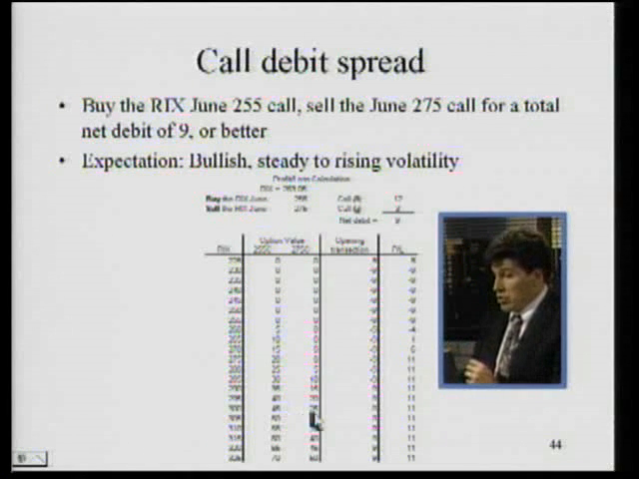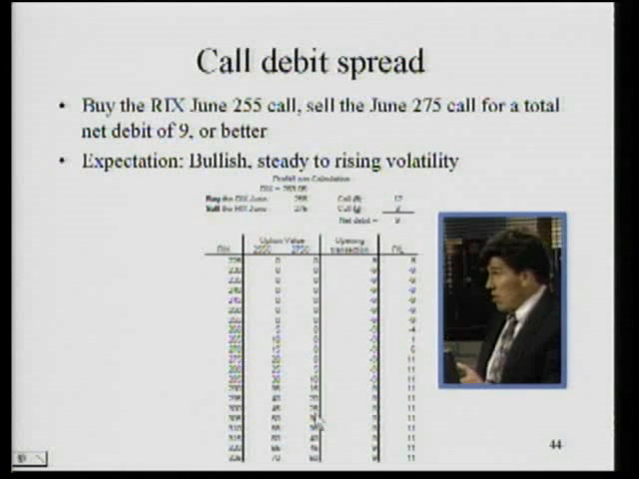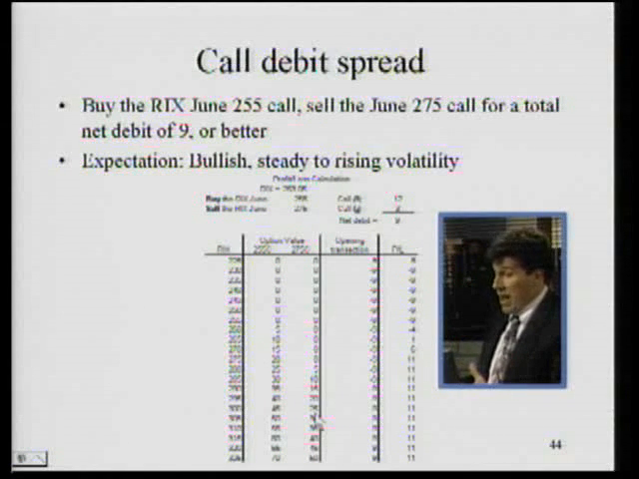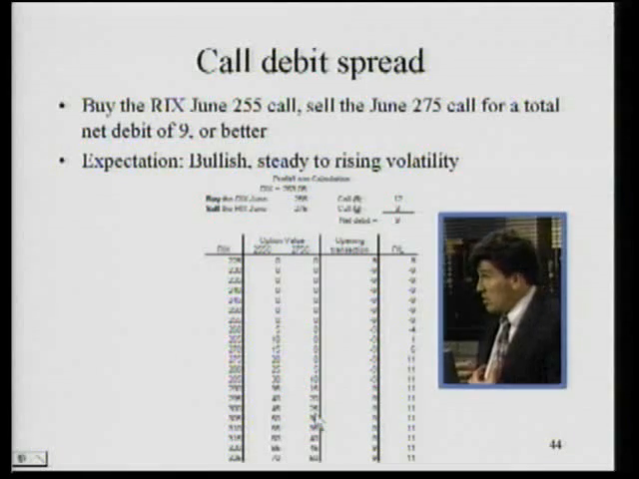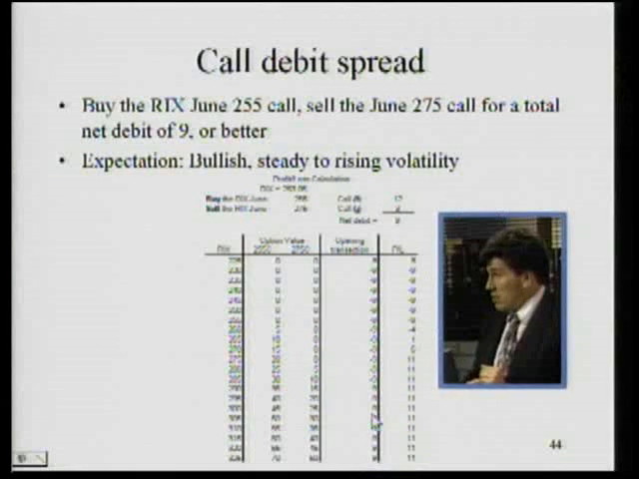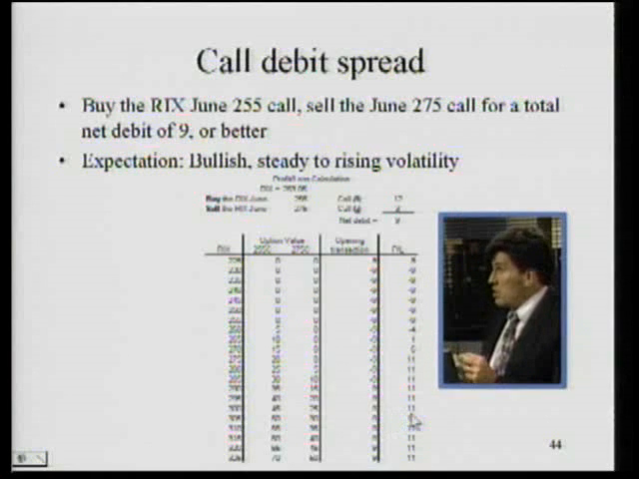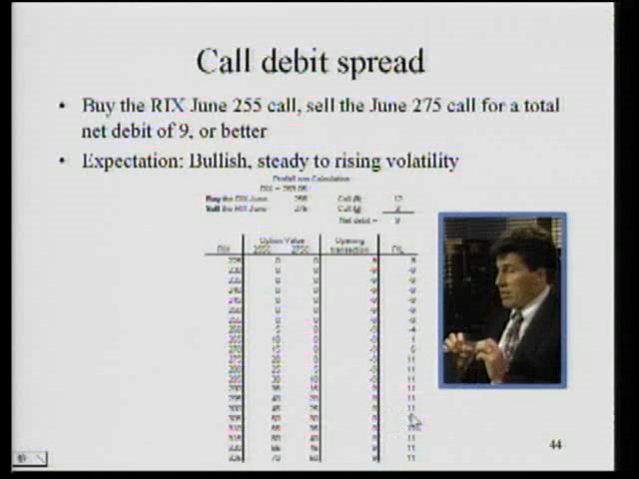But we're also short a 275 call, which means since we don't own the asset, we would have to buy the index at 300 and then sell it to somebody for 275. So we would lose. The option has a value of 25, but in our position, we would lose 25. So we would have the plus 45, the minus 25, and then the minus 9 for putting the position on nets out to 11.